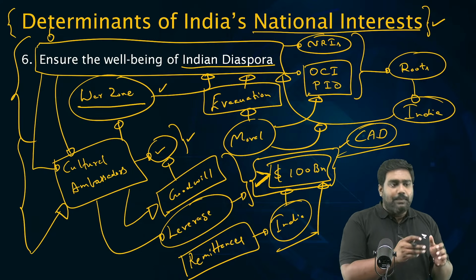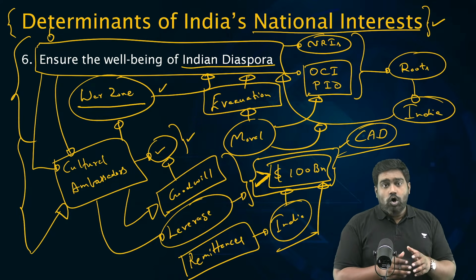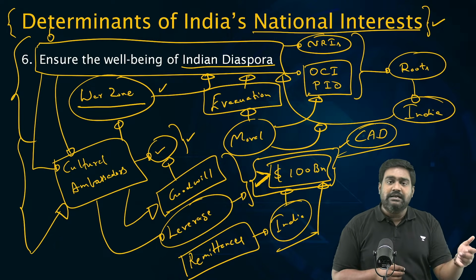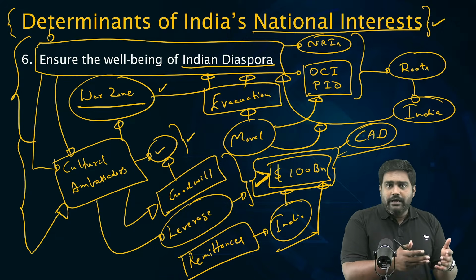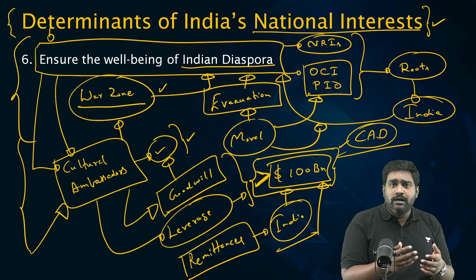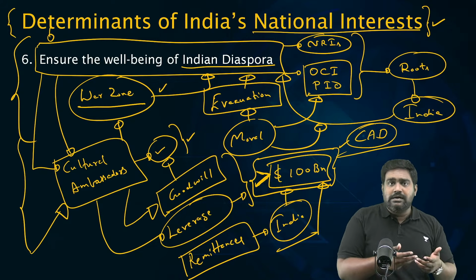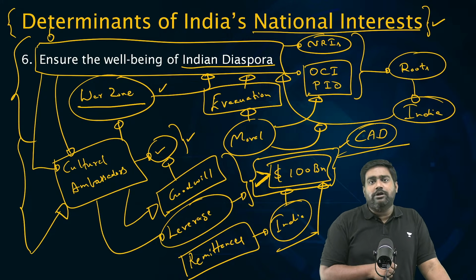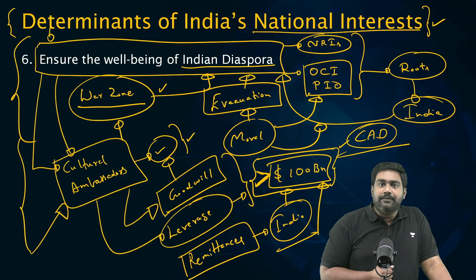Is that clear? Be it an evacuation that is necessary or providing consular support to help them with any problems they are facing in other countries, or ensuring that their overall well-being is taken care of, especially when, let's say, there is racism in a country, racist attacks are rising. India will try to bring pressure on that foreign government to protect the Indian community.